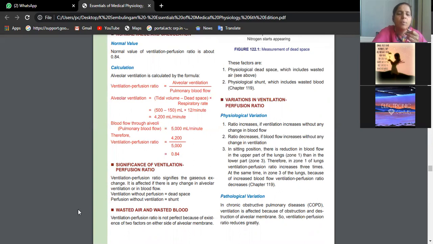So that is all about ventilation. You can also write: ventilation without perfusion is dead space. Perfusion without ventilation is shortcut, shunt. Okay.